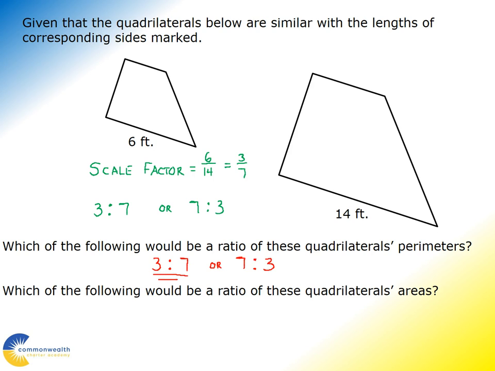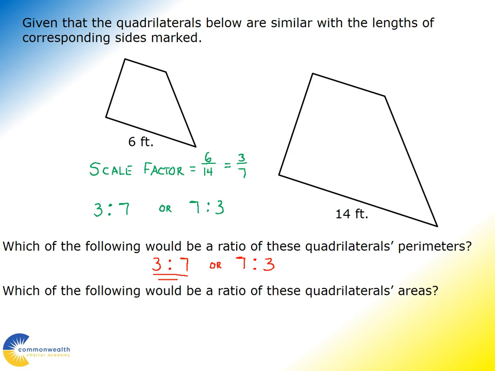So when I say here, what's the ratio of the quadrilateral's perimeters, from the choices that you're given on the online quiz, 3:7 was the one that you were given. 7:3 could also have been an answer, but that wasn't one of the options you were given. The other options were not any ratios that could be represented between these two figures. Now, the ratio of the quadrilateral's perimeters is the same thing as the scale factor. So there's no change there.